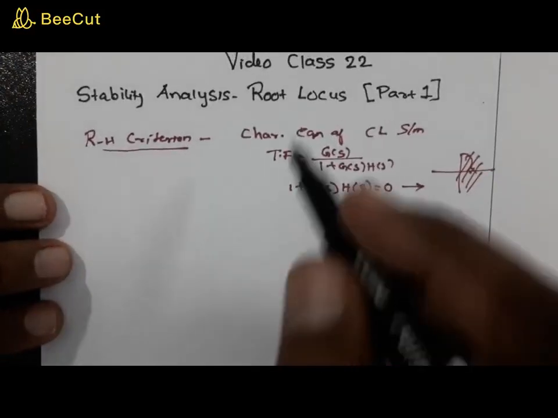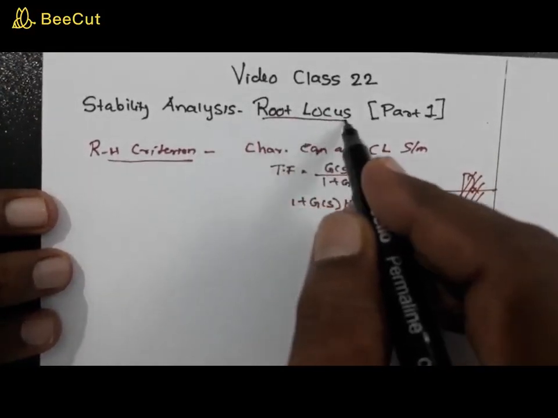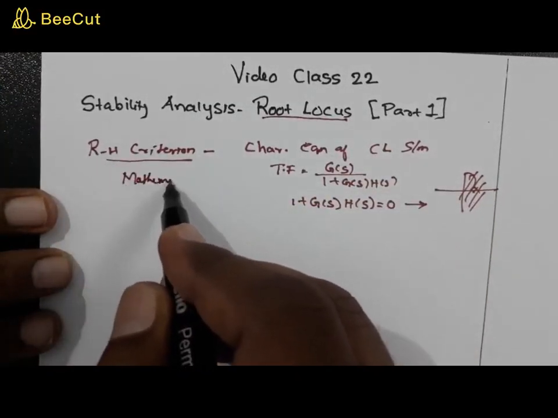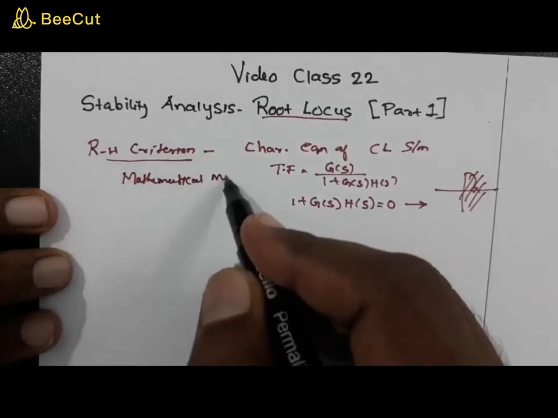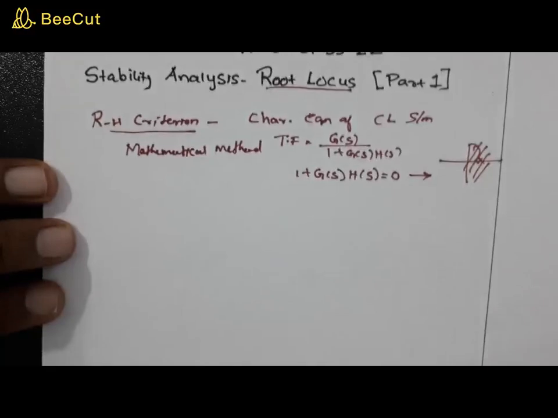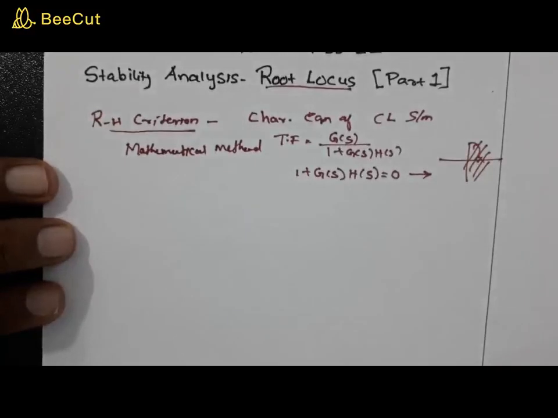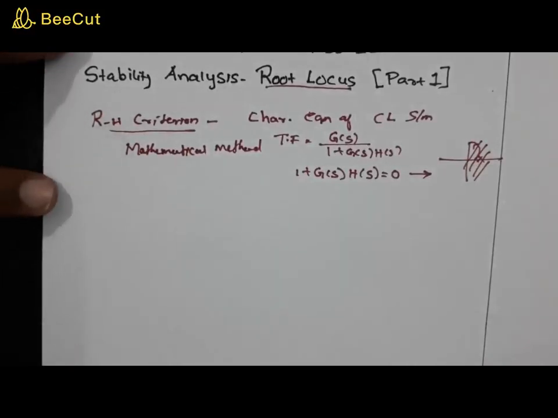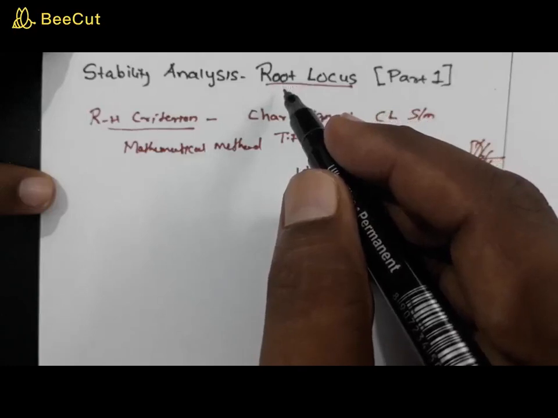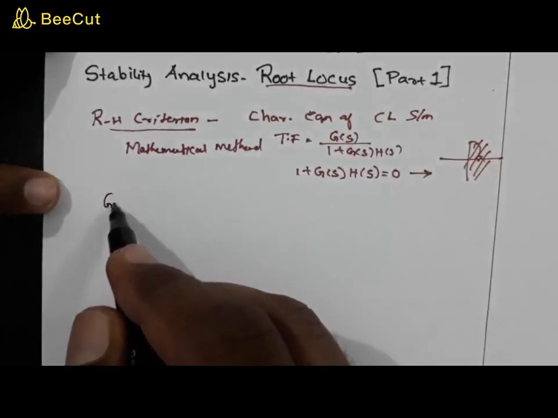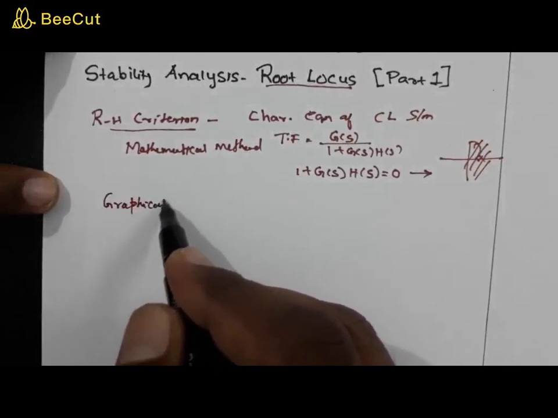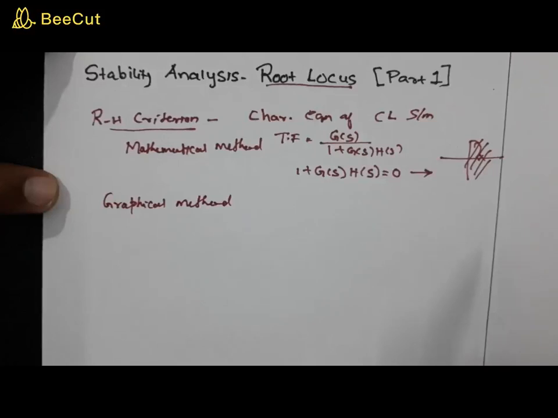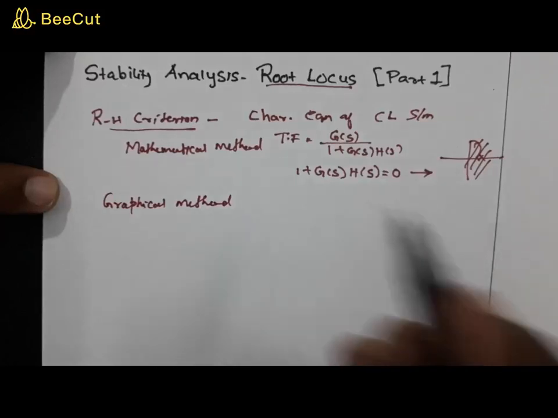Well, this is another method, root locus. The RH criterion can be called a mathematical method, which is an example of absolute stability, giving you only an answer to the question whether a system is stable or not. While this root locus is actually a graphical method, and it will give you more information than just a yes or no answer to the question whether a system is stable or not.